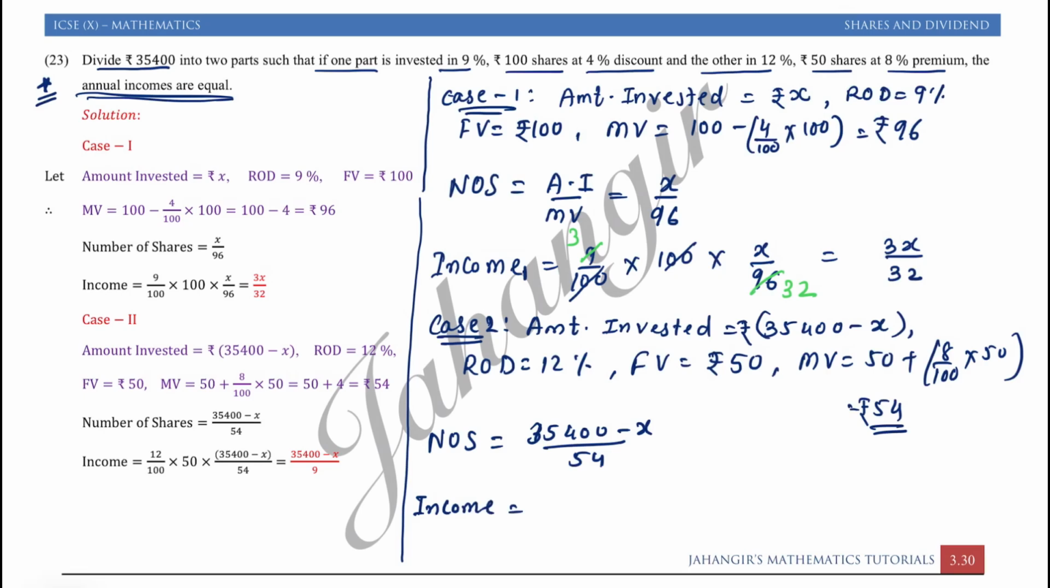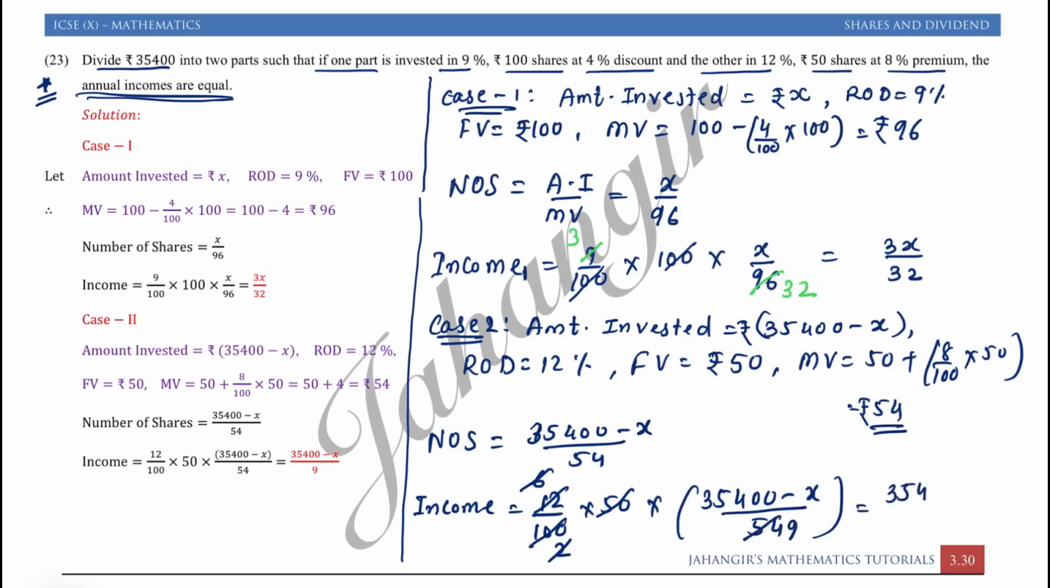Income is ROD 12 upon 100 into face value 50 into number of shares, that is (35,400 minus X) upon 54. Cancelling: twos ones are two, six ones are six, six nines are 54. So we will get (35,400 minus X) upon 9. Now, I will just block it with green pen. This is income in the first case, this is income in the second case.